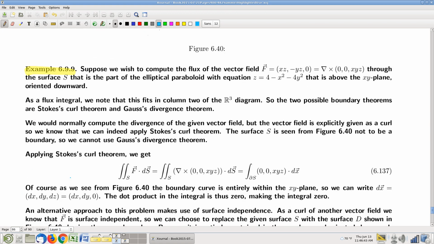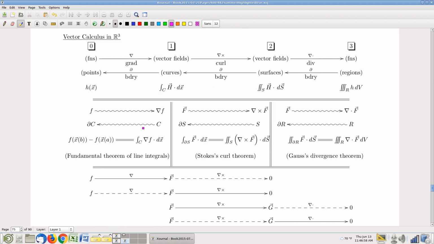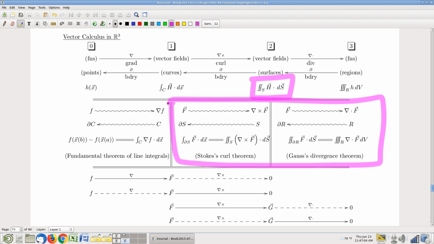Okay, here we go, running out of time. Let's get this done. Here's a vector field given, and I want to compute a flux. Now, before we move on, I want to compute a flux through a surface. We are now over here, these are our two candidates. We're going to need to compute the divergence.